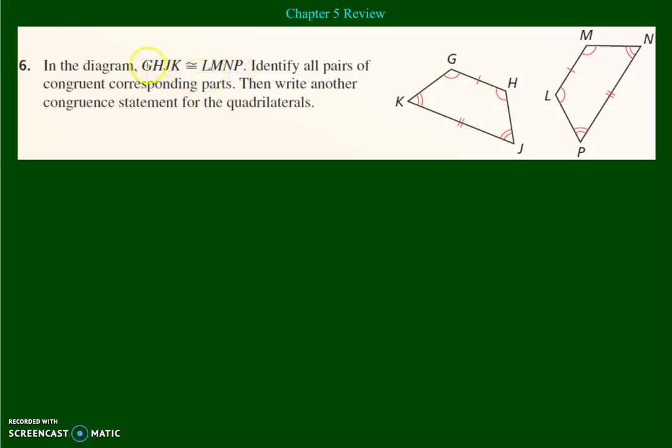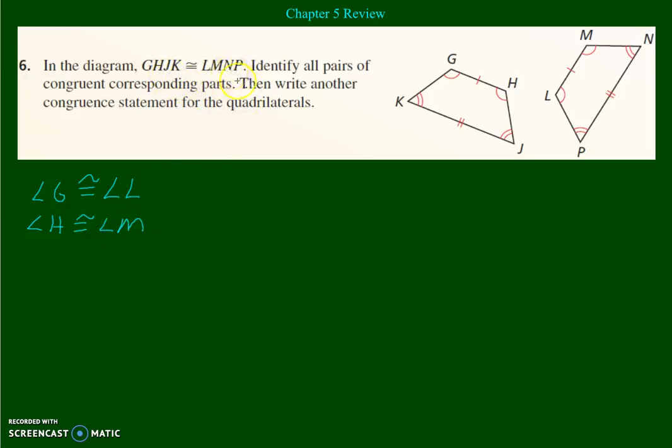the corresponding vertices. So vertex G corresponds to vertex L. So G and L, and we can see that those two angles are congruent. So we know that angle G is congruent to angle L. Same thing is true for H and M. So H and M correspond, and so angle H is congruent to angle M.